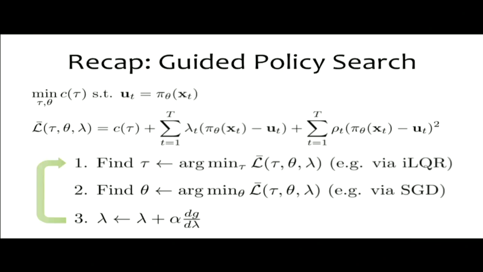And so the way this works as an algorithm is that we're going to use iLQR to find the trajectories, use stochastic gradient descent to train the neural network to match those trajectories, and then update the dual variables.